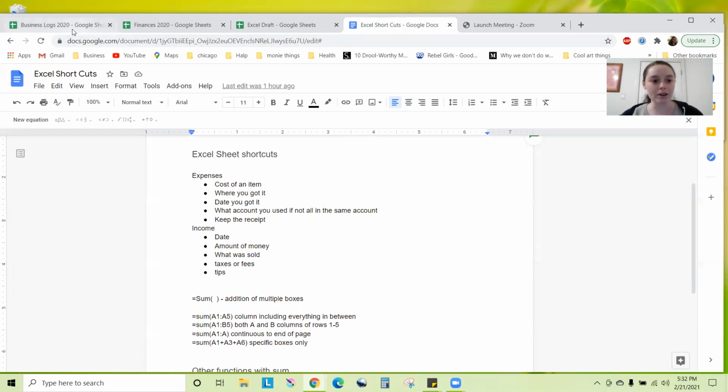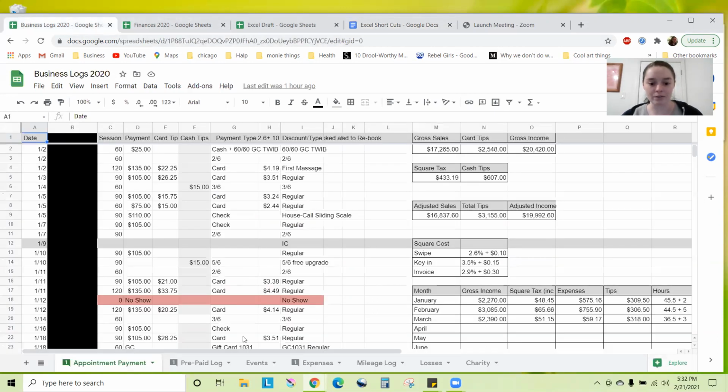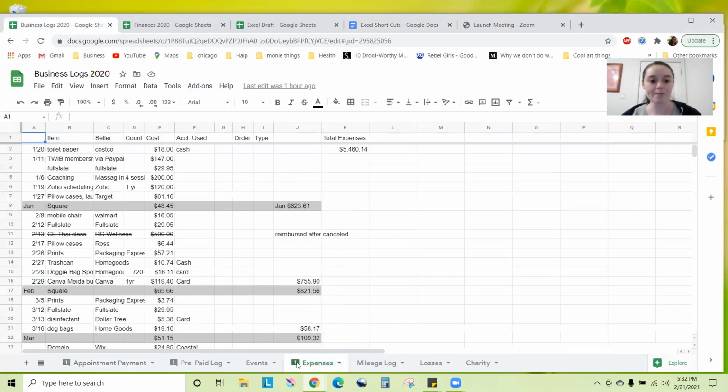So when you're looking at your expenses, let me take you over to my 2021. I'll give you a quick guide through. The way I have it set up is date, then what did I buy? That first line was toilet paper. Where did I buy it? I bought it at Costco.